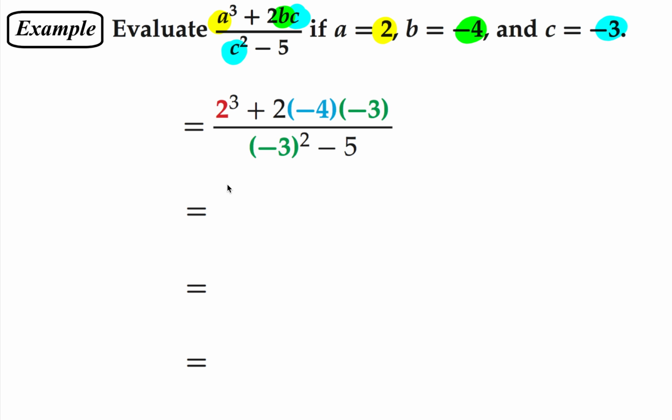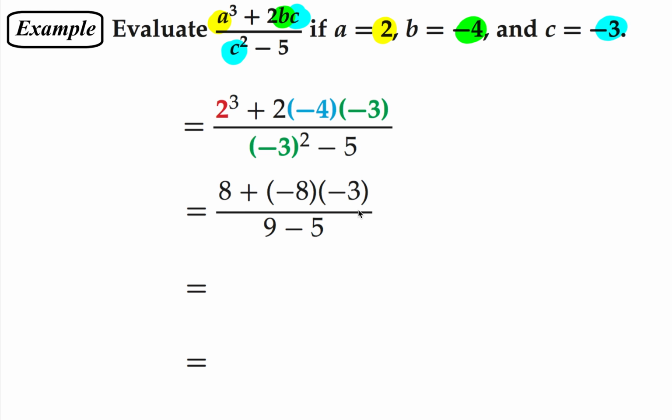And now what do we do first on this one? Well, we need to find if there's any parentheses that need to be simplified. I don't see anything inside of parentheses to simplify. So I think I would go to the exponents next. We could work on our exponents, and 2 to the third gives us 8. Okay, we did the multiplication here from left to right. 2 times -4 is -8, and we still have times -3. And we did our exponent down here, and that gave us a 9. And we have 9 minus 5.